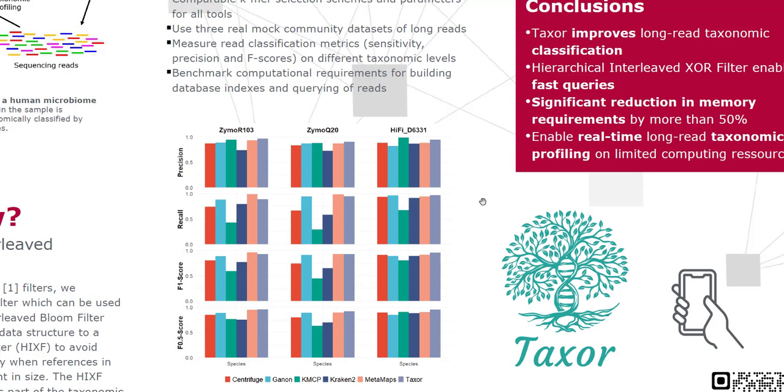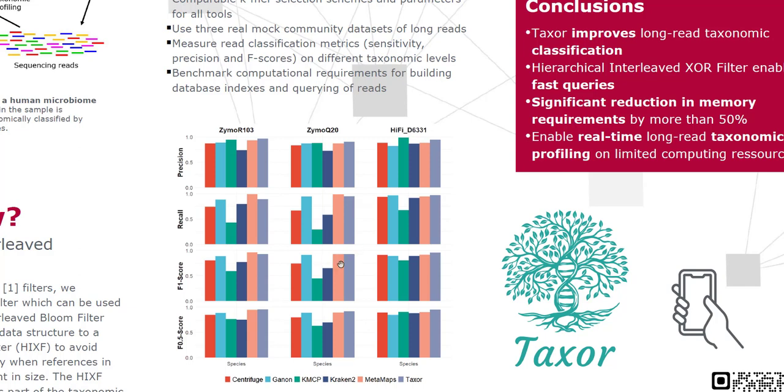Our benchmarking with regards to the read classification metrics showed that Taxor has the highest precision for the 2 nanopore datasets, Zymo R10-3 and Zymo Q20. Only for the PacBio dataset KMCP has a higher precision than Taxor. However, KMCP has the lowest recall of all tools for all 3 datasets. On recall level, only MetaMaps, which is the only other long read taxonomic classification tool here, has a higher recall, closely followed by Ganon and Taxor.